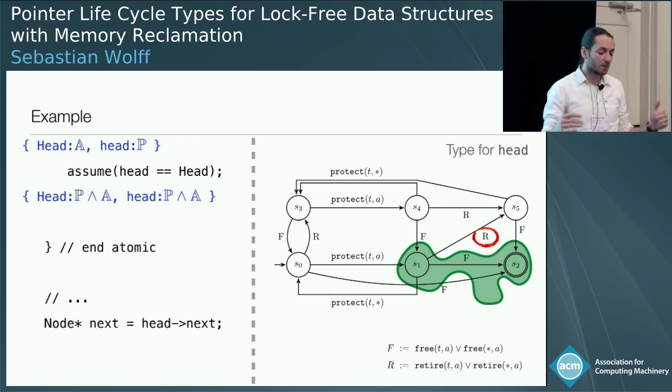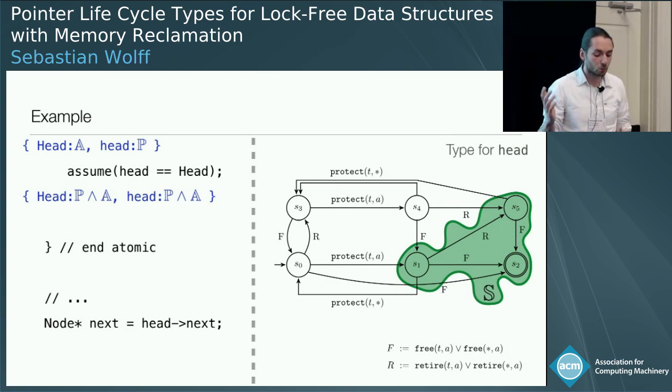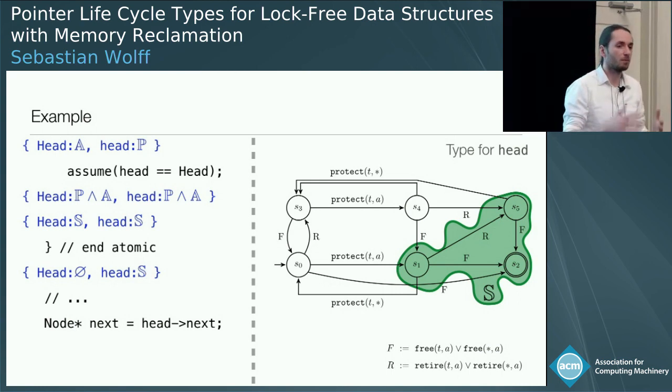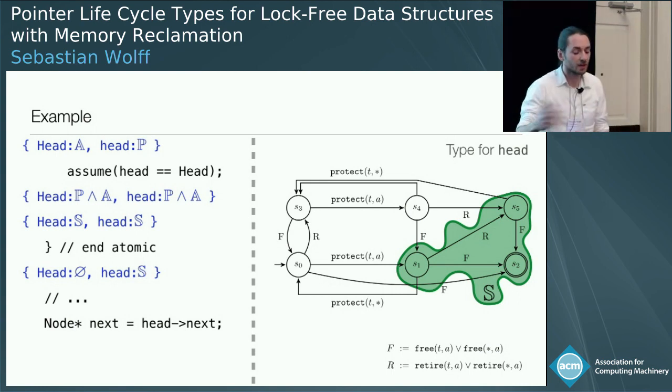And because we're eventually leaving the atomic block, we need to care for interference, so we have to add the state S5 and end up with this green area, which we call type S. Leaving the atomic block, we lose the type of the shared head pointer, because due to interference the shared pointer could be modified, could be redirected to another node, so we do not know anything about a potentially new location.